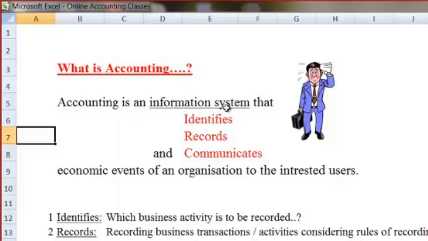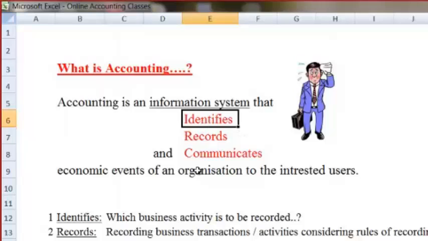Accounting is an information system that identifies, records and communicates economic events of an organization to the interested users. So it means accounting includes three things: identifying transactions. After identifying transactions, we need to record the transactions. And after recording, whatever result we get, that result we communicate to the owner of the business. So we should understand all three elements: identifying, recording and communicating.